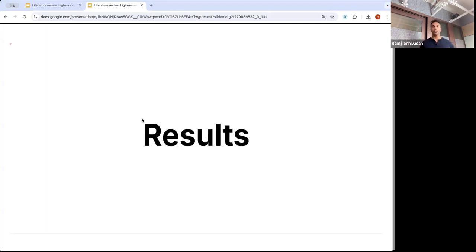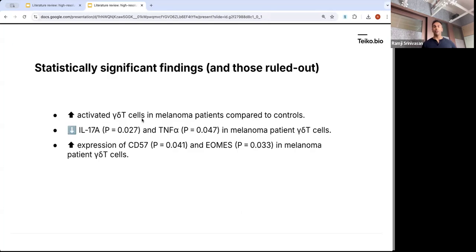So what were the results? In short, they found a lot of exciting statistically significant findings, and several were ruled out. For example, an increase in activated gamma delta T cells in melanoma compared to controls. IL-17A and TNF-alpha were down in melanoma patients' gamma delta T cells. And the expression of CD57 and EOMES were increased in melanoma patient gamma delta T cells. So those are the statistically significant findings.